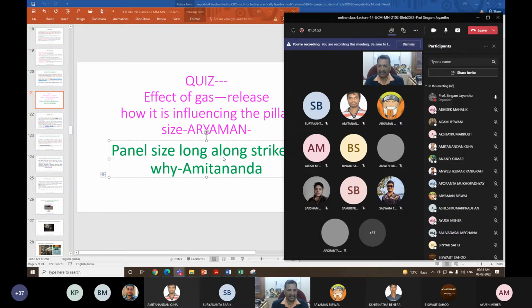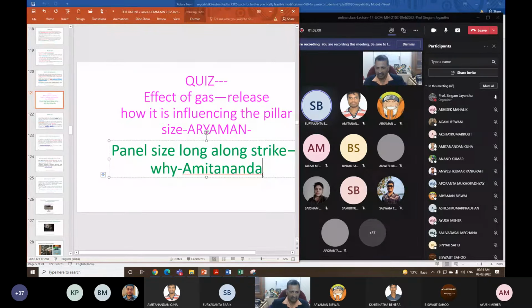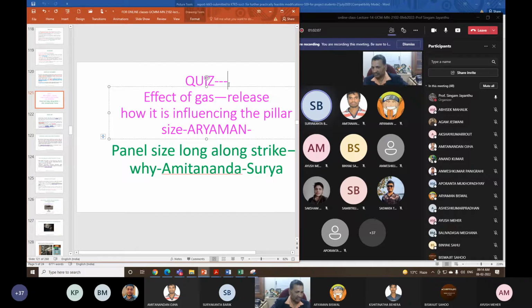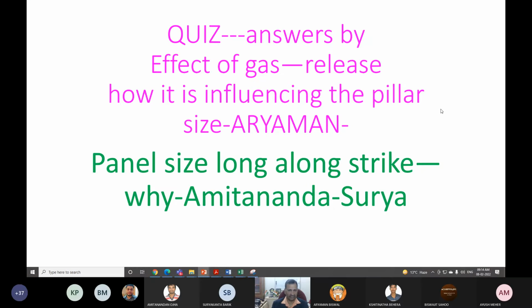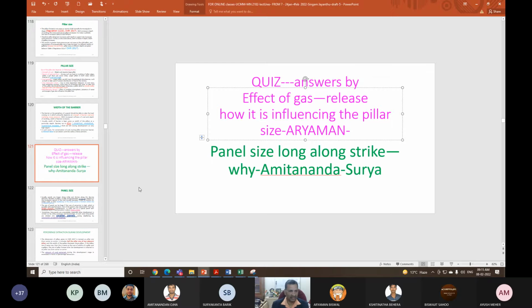Next one. Yes, sir. So panel size is long along the strike direction and shorter in the dip direction, because if it is longer in the dip direction, we have to face more trouble, because it will be sloping and a lot of machinery and working will be hampered in that sloping area. But in the strike direction, it will be flat. It will appear to be flat. Then it will be easier for our working condition.